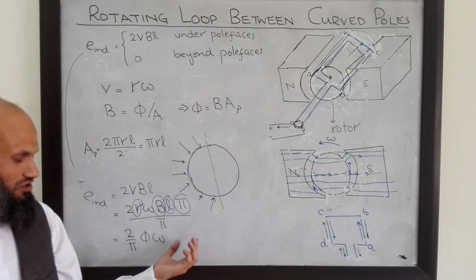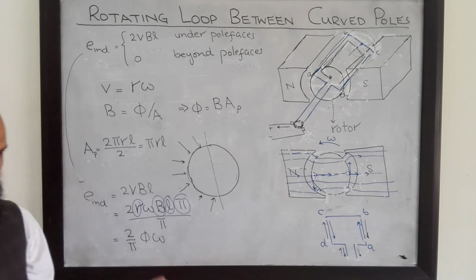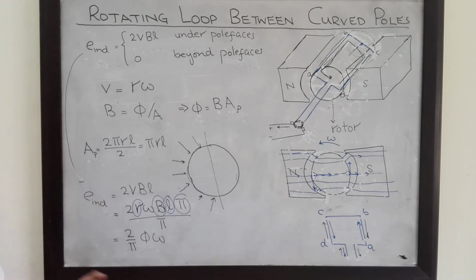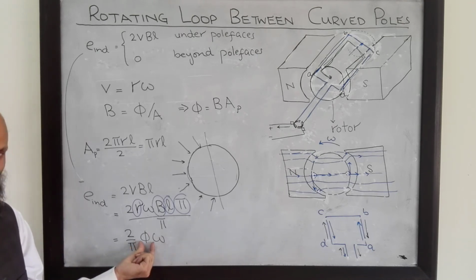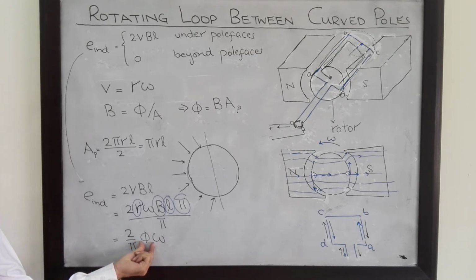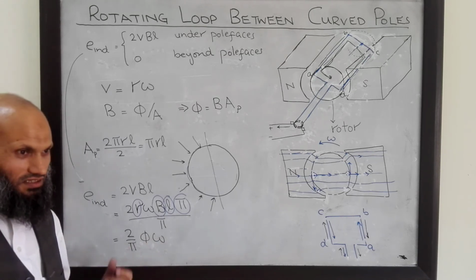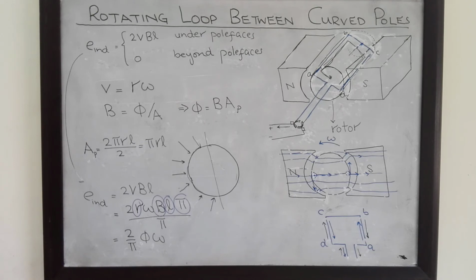That is also the situation in real DC machines. In real DC machines, the total induced voltage also depends upon the speed of rotation of the rotor. It also depends upon the total flux in the machine, and it depends upon a constant which depends upon the construction of that particular machine. So in the next lecture we shall derive an expression for torque induced in this rotating loop.